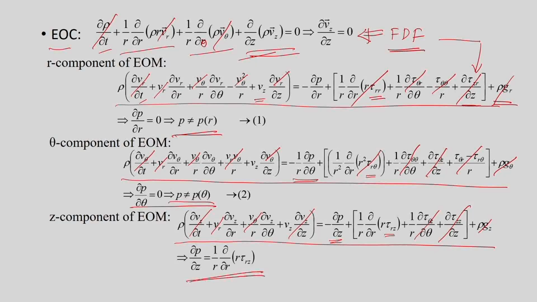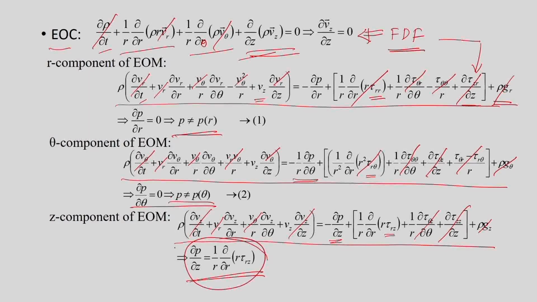So what we get is ∂P/∂z is equal to 1/r ∂/∂r (r tau rz). So this equation we may make use of to get the required velocity profile, right? Until this point, if you remember, it is exactly the same as in the case of flow through a single circular pipe, but after this point there will be some changes, right?